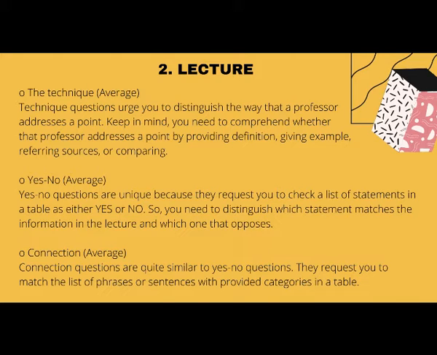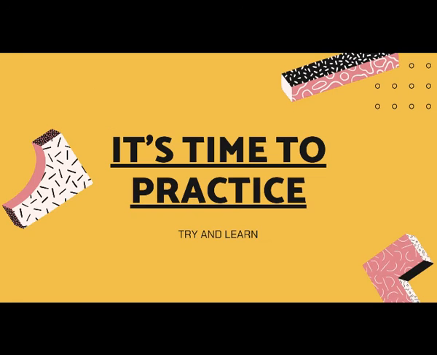And then the next is connection. It is the last type. Connection questions are quite similar to yes-no questions. They request you to match a list of phrases or sentences with provided categories in a table. So you have to relate each phrase or sentence with a suitable category, process, or relationship based on information from the lecture listening passage. Yeah, that's all about types of questions.